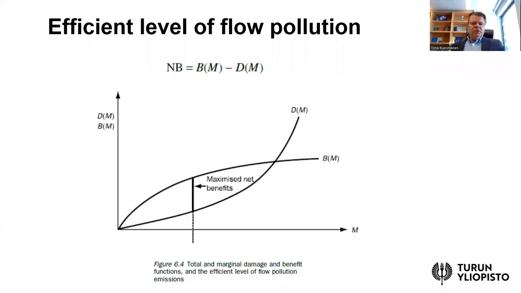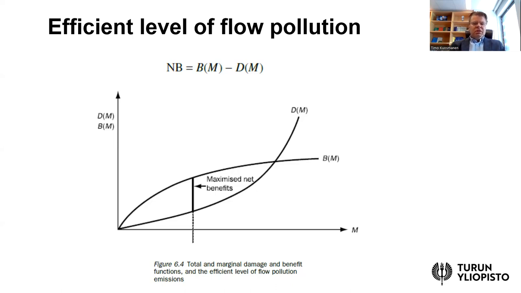So if we first focus on just the flow pollution, and for a moment ignore the accumulation of stock, the idea here is that we want to maximize the net benefit from the pollution. So we denote by capital M the amount of pollution, and recognize that there is some kind of benefit from this pollution. The benefit comes, of course, from this economic activity. For example, we burn some fossil fuel to generate energy to heat our homes or generate electricity. So there is certain benefit of living in a warmed house.